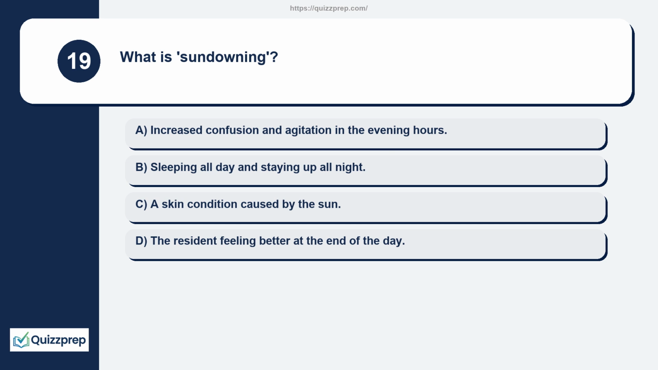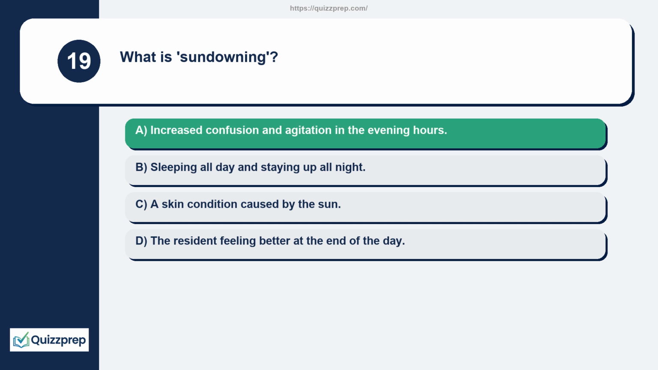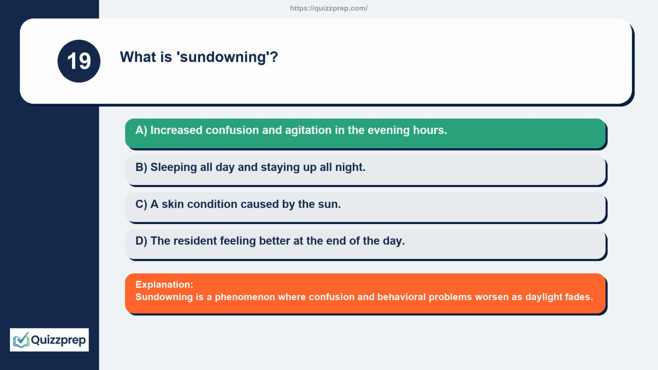Question 19. What is sundowning? Increased confusion and agitation in the evening hours, sleeping all day and staying up all night. A skin condition caused by the sun. The resident feeling better at the end of the day. Sundowning is a phenomenon where confusion and behavioral problems worsen as daylight fades.